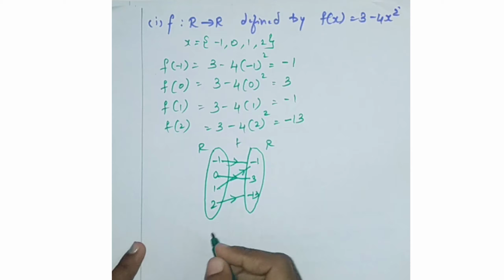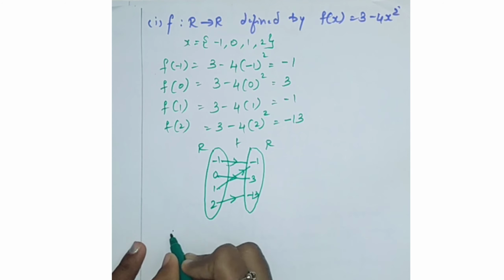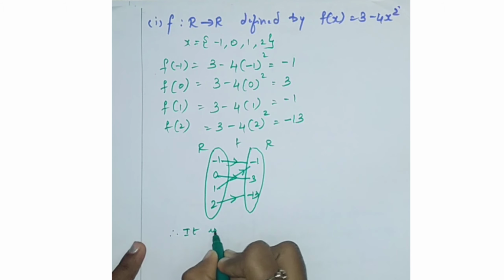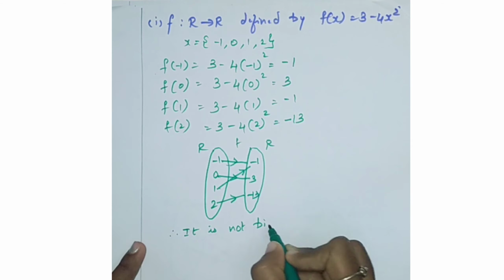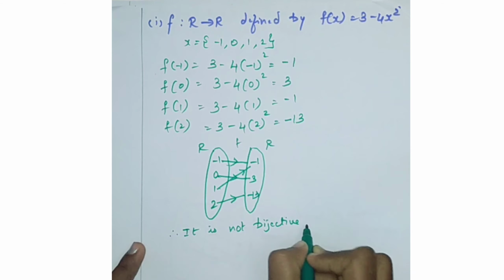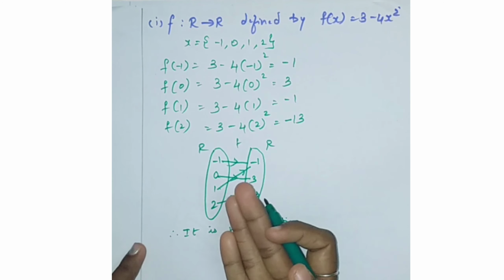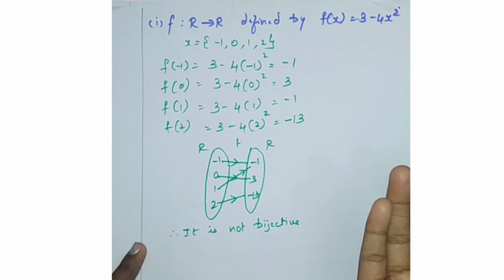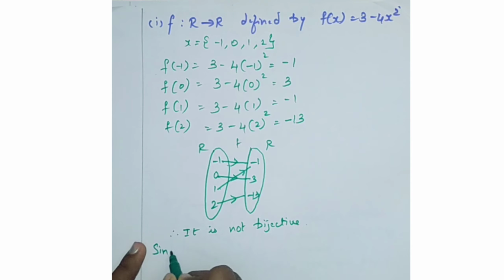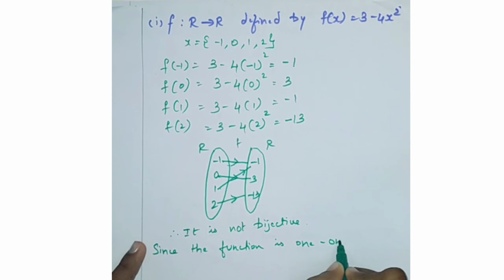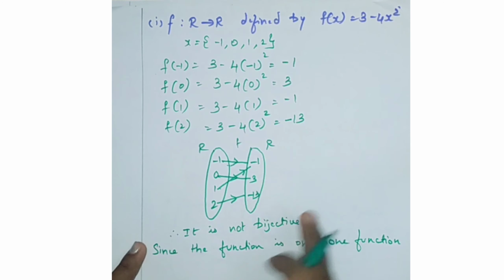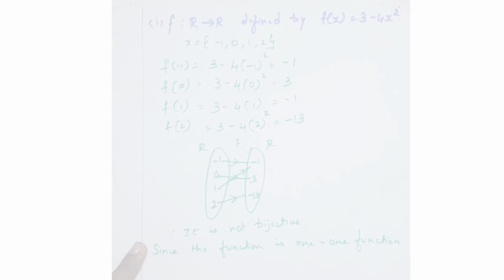So just write here that the function is not bijective. Since it is not 1 to 1, there is no need of checking whether it is onto or not. Since the function is not a 1 to 1 function, there is no need of checking onto. So directly you write it is not bijective. Okay, so now we'll see the next sum.